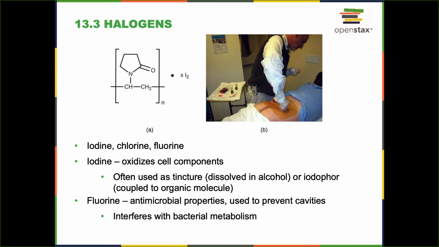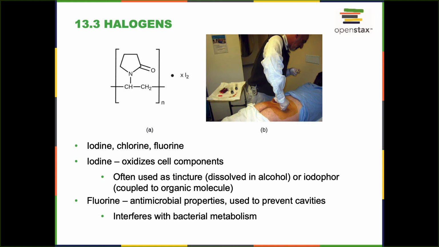Good. Another very common group of disinfectants or chemicals are the halogens. If you look at the periodic table, it's the second last column on the right. And these are our gases: iodine, chlorine, fluorine. We know chlorine, it's in bleach, kind of. We're going to talk about that a little bit.